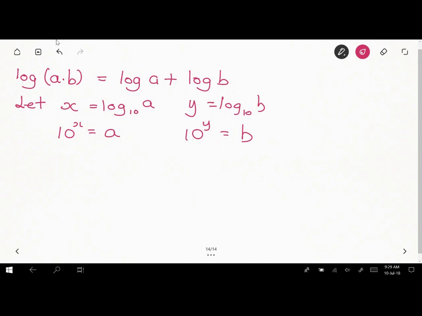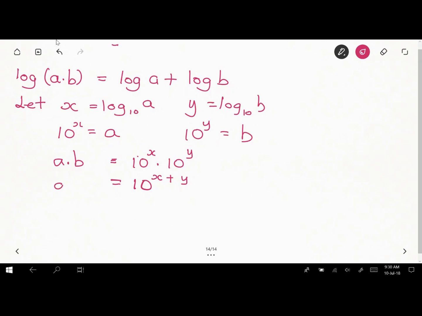What we can actually do is have a times b equal to 10 to the power x times 10 to the power y. In this case, according to our indices, we can let this be 10 to the power x plus y.